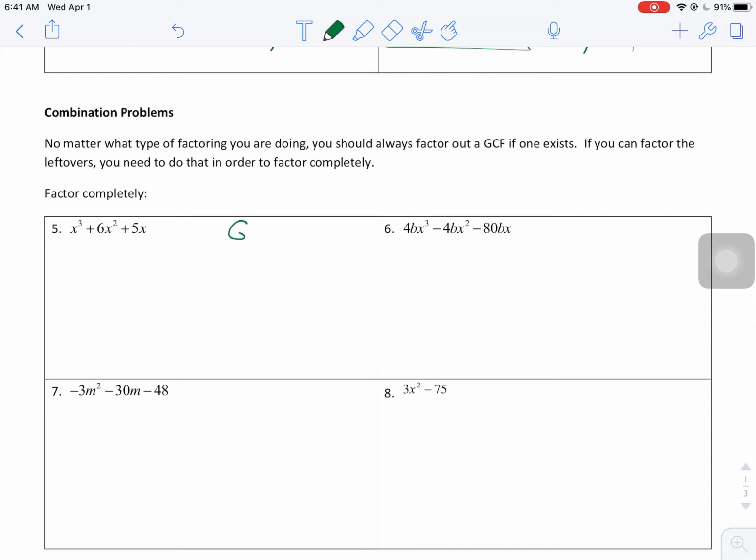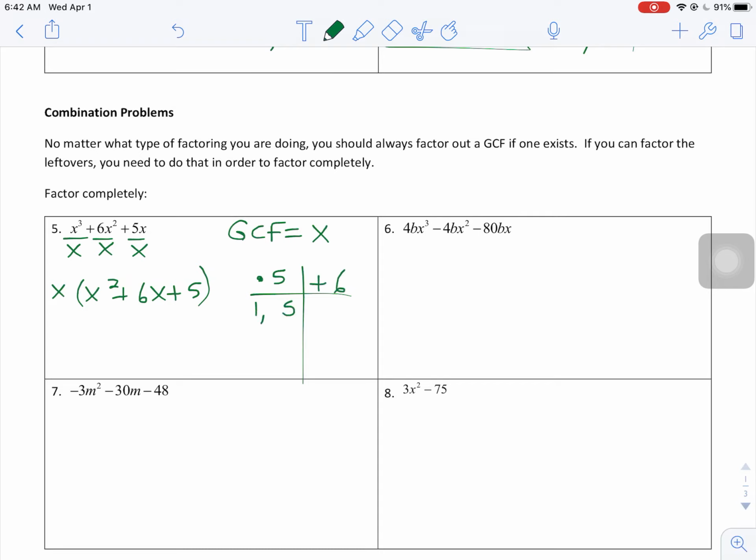So for example, on number 5, when you look at that problem, all of the terms have an x, or I should say all of the terms have at least an x. So that's my greatest common factor. So I'm going to divide out an x first, and then here are my leftovers after I divide out the x like that. So the trick, the new thing, look at your leftovers in the parentheses. It's a basic trinomial. So I'm going to have to factor those leftovers in the parentheses in order to factor completely.